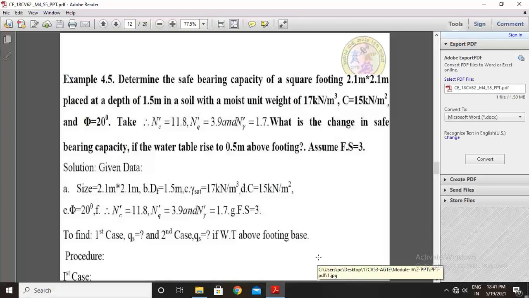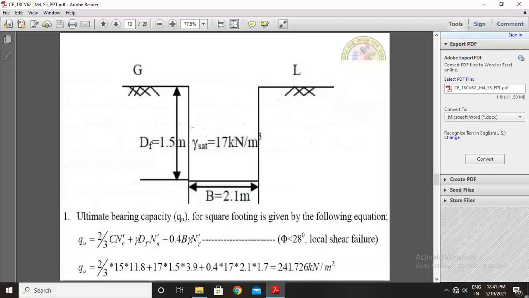Okay, slight change here in water tables. First case, draw the diagram. This diagram is based on the given data. Depth of the footing is 1.5 meter and width of the footing is 2.1 meter and unit weight of soil is 17 kilonewton per cubic meter. Now follow the steps.